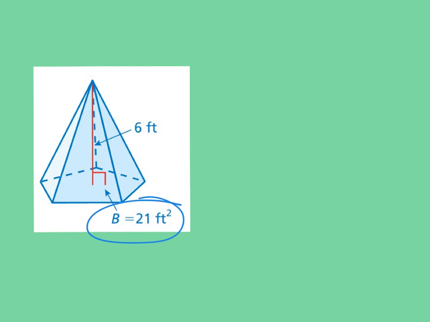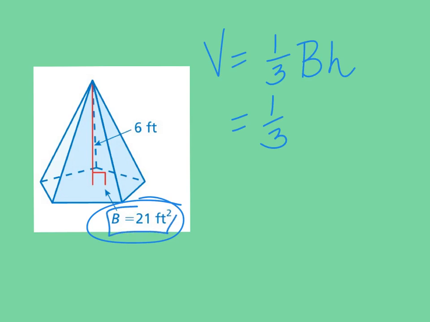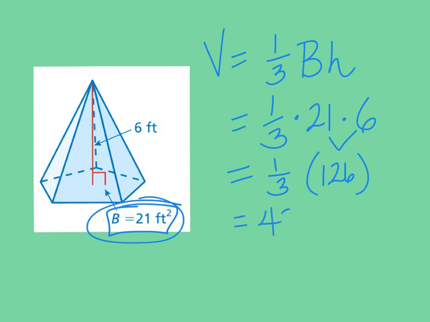So you're going to see this again today, where you might be given the big B. That's because the base of the pyramid you're working with might be a shape that we haven't calculated area on yet. So for this one, again, I'm going to start with my volume formula. 1/3 big B times H. 1/3, I am given big B here, so 1/3 times 21. And then I just have to put in the height, which is 6 in this case. I'm going to multiply my 21 times 6 first, so 1/3 is going to stay there. 21 times 6 ends up to be 126. And then if I take 1/3 of 126, or divide that by 3, I end up with 42 feet cubed.